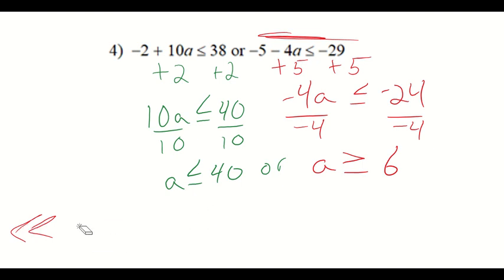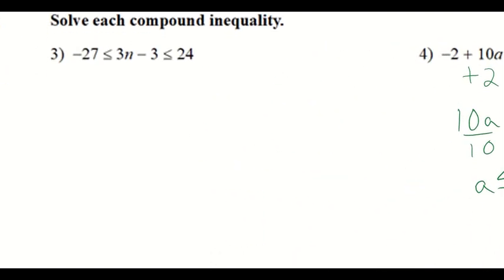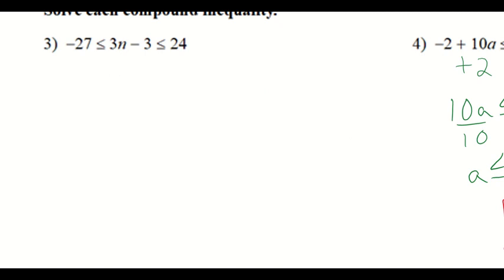In this case, if a is less than or equal to 4, and then we've got it greater than or equal to 6, that fits onto one interval. So we'll use brackets because a is greater than or equal to 6, and then brackets again because it's less than or equal to 40. So for your next question, you'll have to put the solution set in interval notation for number 3.